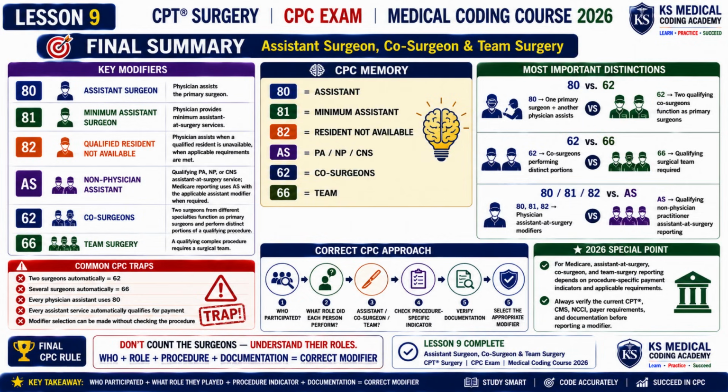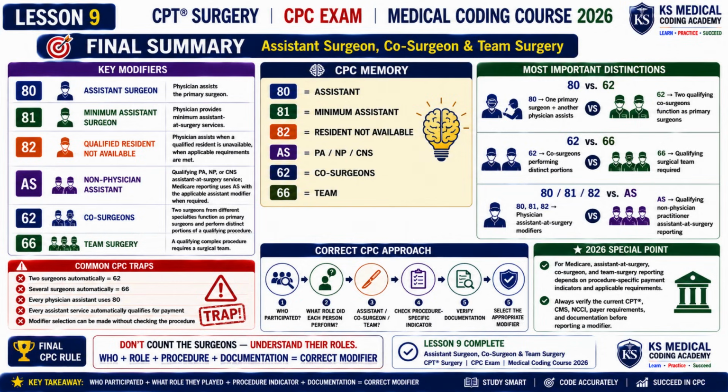Modifier 62 means 2 co-surgeons. The surgeons function as primary surgeons and perform distinct portions of a qualifying procedure. And Modifier 66 means team surgery, when a qualifying procedure requires a surgical team because of its complexity or special circumstances. Now remember the most important distinctions. 80 equals assistant, 81 equals minimum assistant, 82 equals resident not available, AS equals PA, NP, or CNS. 62 equals co-surgeons. 66 equals team surgery.